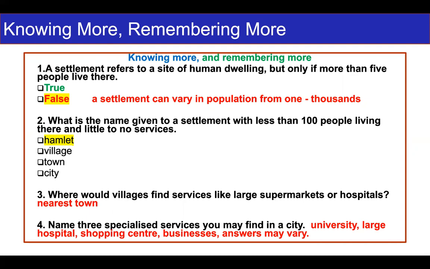And number 4, some specialised services that you may find in the city are universities, large hospitals, shopping centres, businesses, and maybe you might have some other answers as well. So well done if you got any of those correct.